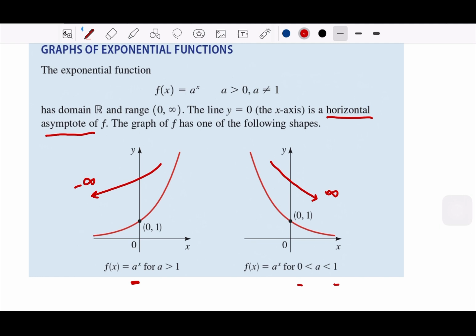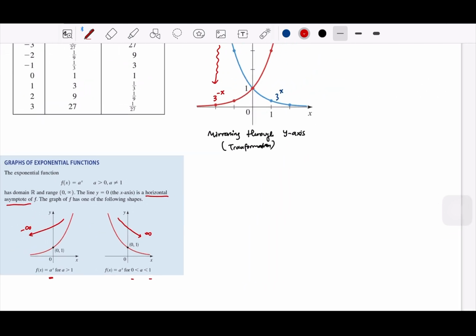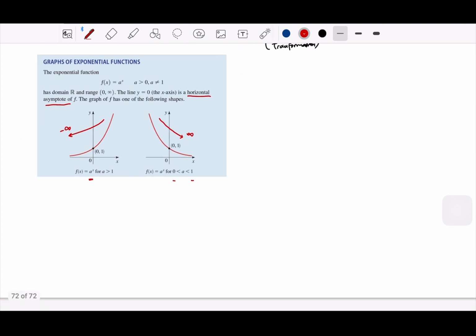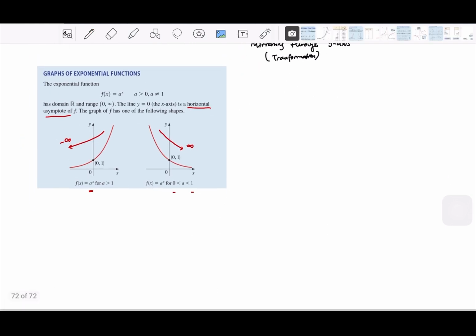So y equals 0 is one of the attributes of this exponential function, and we could confirm and later discuss how this relates to another section which we are going to have. It's about the logarithm, and they really have the same property, the same behavior.